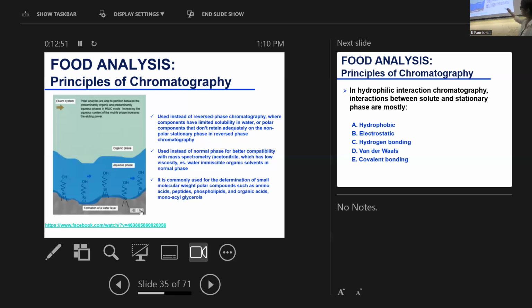And it's commonly used to analyze small molecular weight compounds. It's very good for amino acids, di and tripeptides, phospholipids, polar lipids, and organic acids. Sometimes also lipids like monoacylglycerols and diacylglycerols could be analyzed by HILIC.